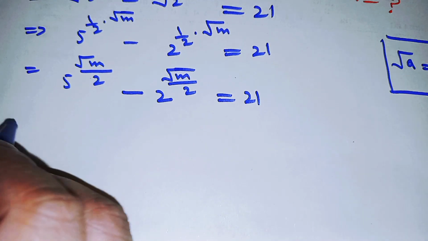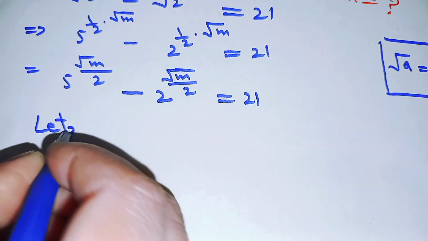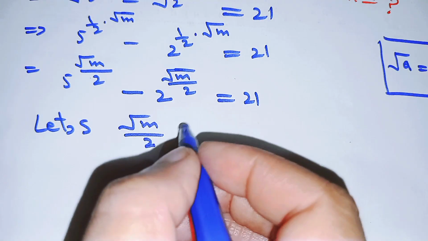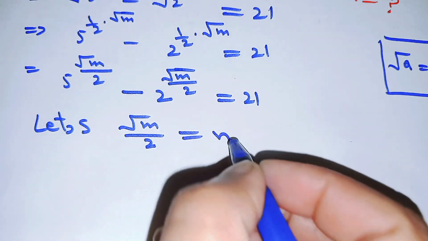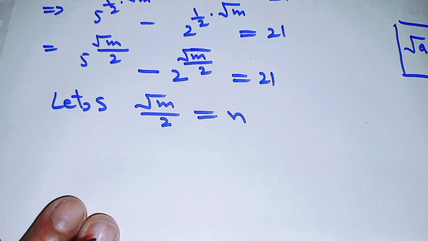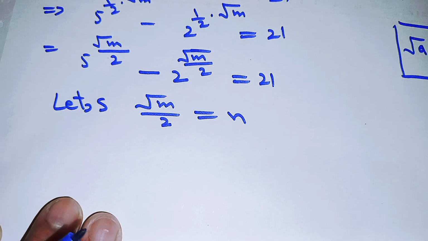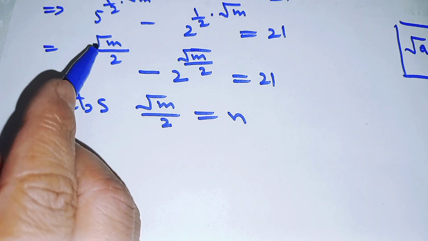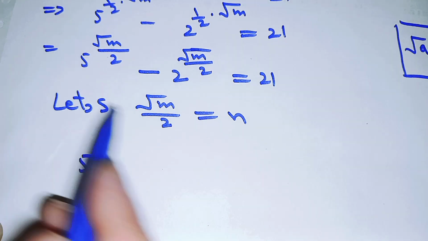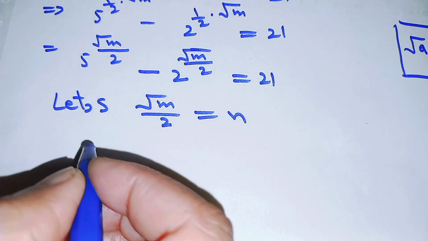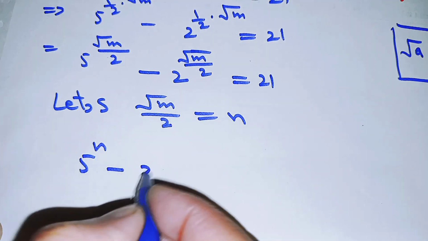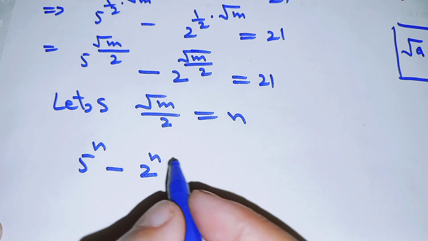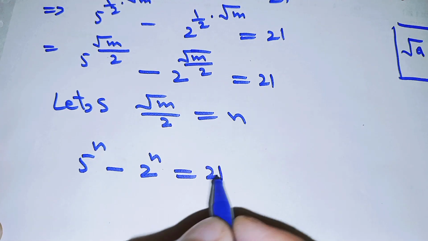Let's suppose square root of m over 2 is equal to n. So we put it in: 5 to the power of n, minus 2 to the power of n, where the value of square root of m over 2 is n, is equal to 21.